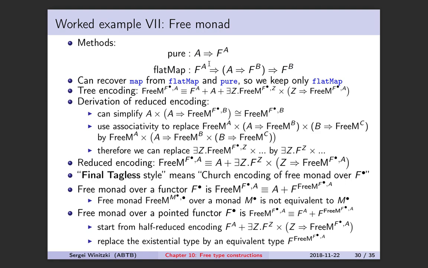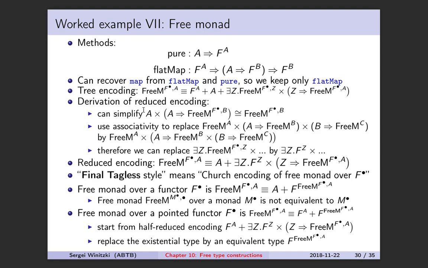So without assuming that the functor instance is already given, for example. So that's why we choose pure and flatMap here. And we can recover map from that. So now the tree encoding is very similar to what we had before, except now it has two places in which we use the same type recursively, free m and free m. So the reduced encoding needs to be derived.